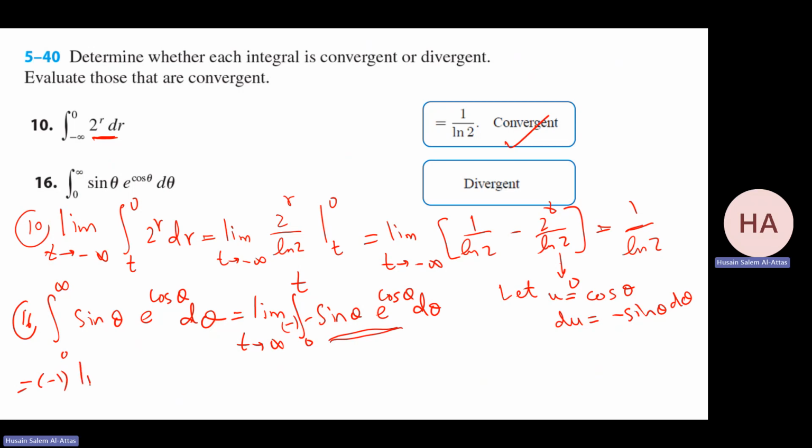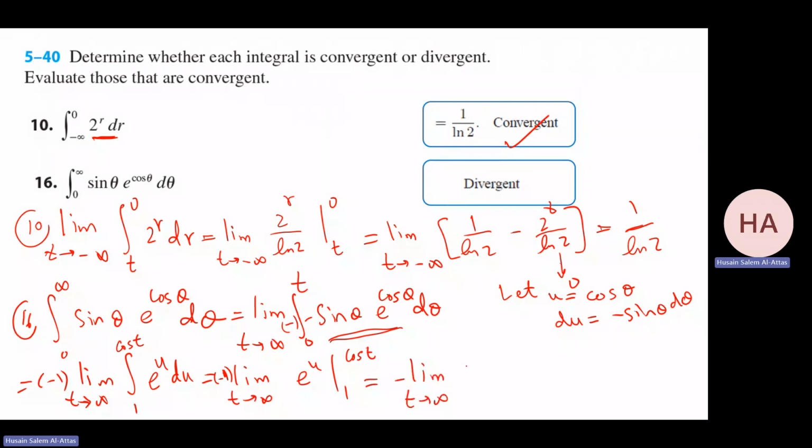So that will be minus the limit as t goes to infinity of, cosine 0, that will be 1, to cosine t, and I have e to the u du. That will be the limit as t goes to infinity with a minus sign outside. It's e to the power u from 1 to cosine t. That is minus the limit as t goes to infinity of e to the power cosine t minus e to the power 1, with the minus sign here.